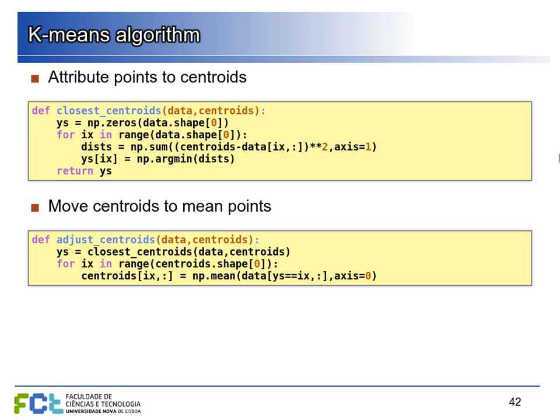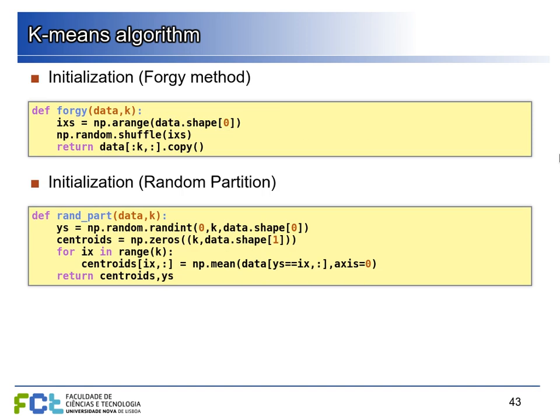And now we need to compute the new coordinates of each centroid. So we're going to go through all the data, and we're going to find which of the data points is closest to our centroid, and then for each of the centroids, we're going to compute the mean value of all the data points that belong to that cluster. And this will be the new coordinates for the centroid.